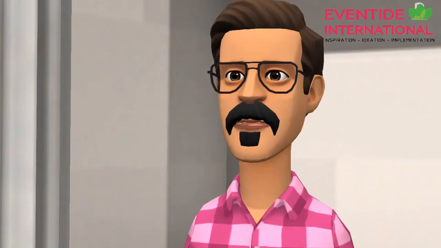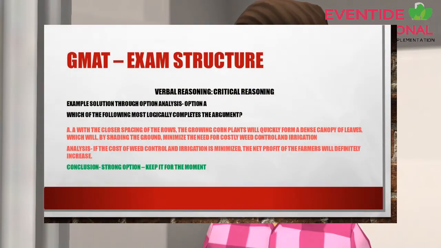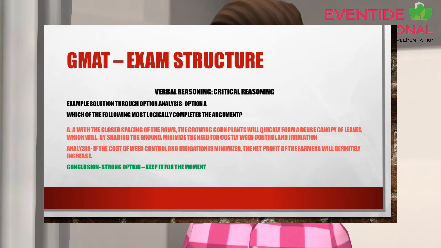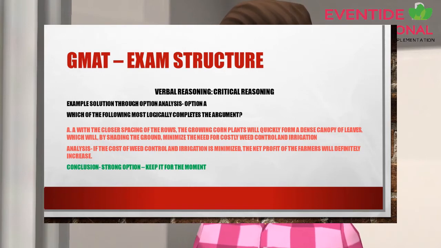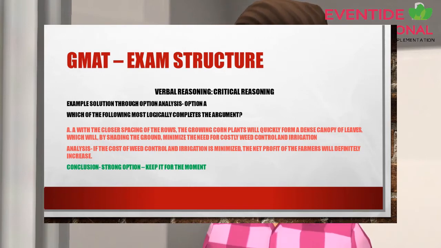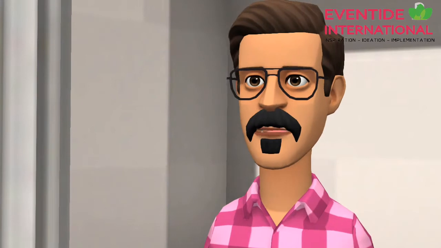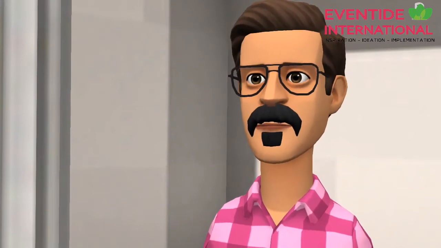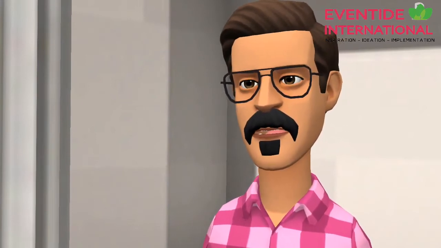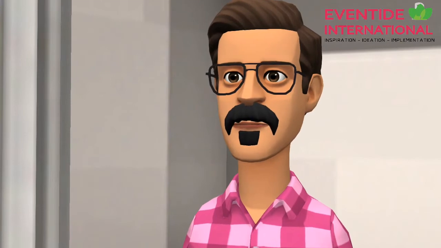The first option states that due to closer spacing of corn plants, the resulting shade will eventually reduce the cost of irrigation and weed control. This indeed strengthens the argument. We don't know whether profits will be doubled, but for sure the profits will increase. This one seems to be a very good contender. Let's keep this in hand and move forward analyzing the rest of the options.